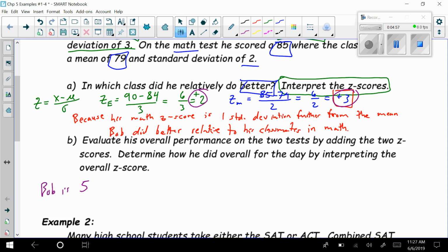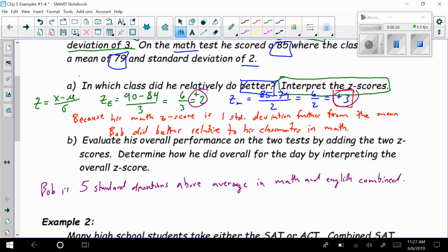Bob is 5 standard deviations above average in math and English combined. Okay, and that is the first example that we have for the z-scores.